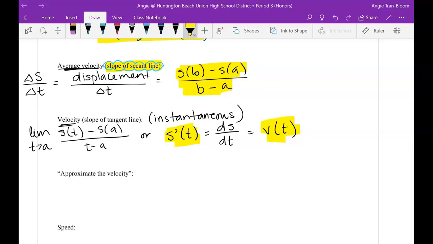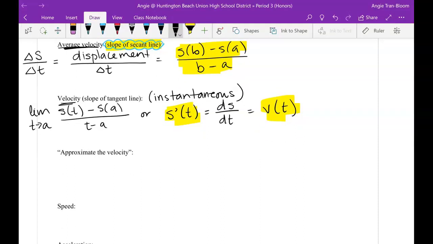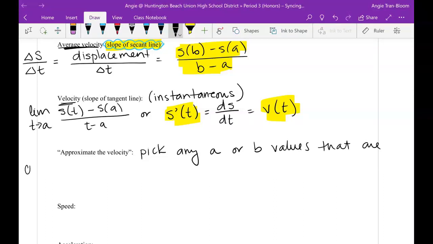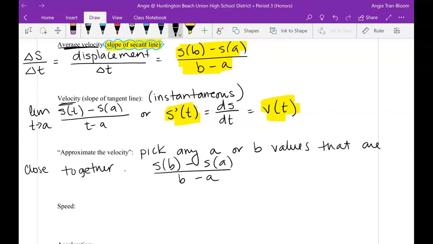Next, we are going to talk about approximating the velocity. Approximate velocity is when you pick any A or B values that are close together. And then that's S of B minus S of A all over B minus A. So if a question asks you to approximate the velocity, then you're kind of just estimating the slope.